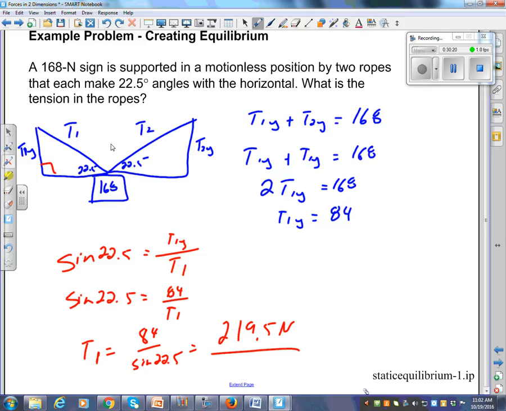Well, this angle is great. When this angle is small, then the tension gets high. That's a relatively straightforward, easy question. That's all you've got to do. What is the tension in the ropes? Is each one the same? Yep. They're both 219.5.